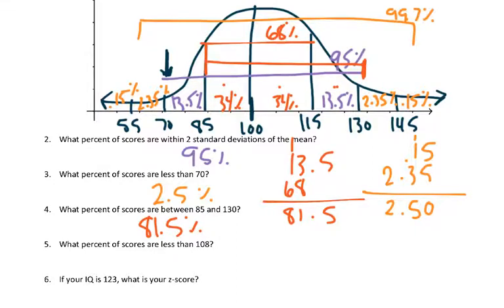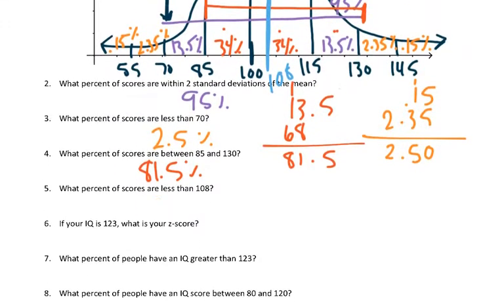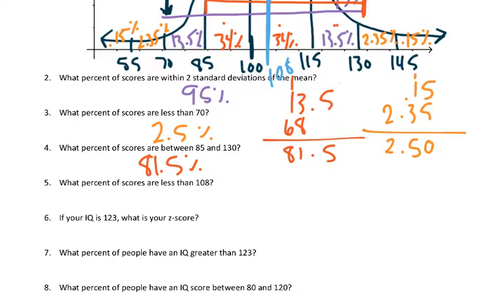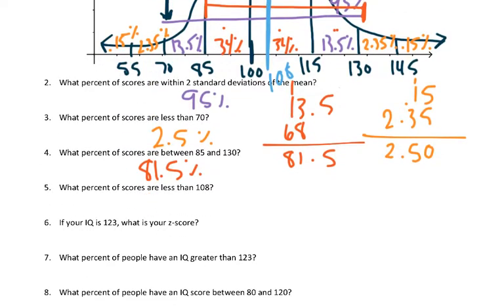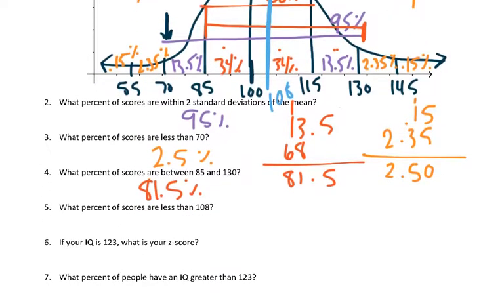Okay, now what percent of scores are less than 108? So now we have an issue, don't we? Okay, because 108 would probably be somewhere around here. Okay, that one's going to be tougher to figure out. So here's where we have to use our z-scores. Okay? And we have to find that percentile.